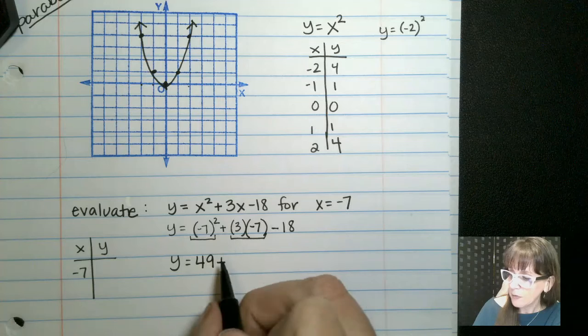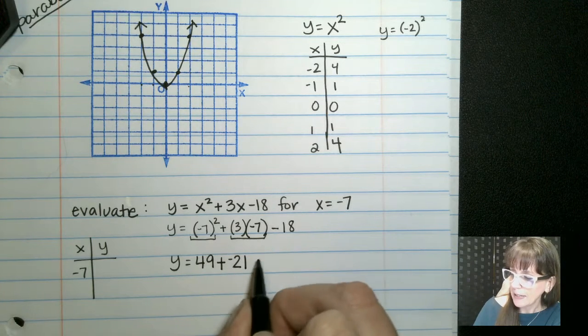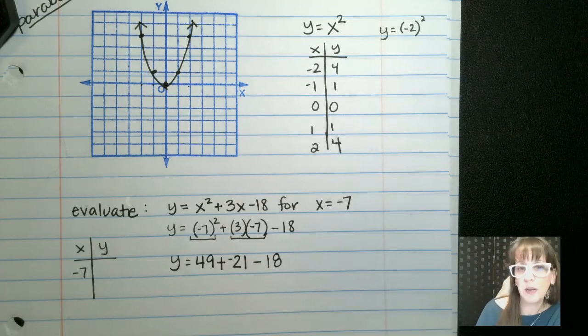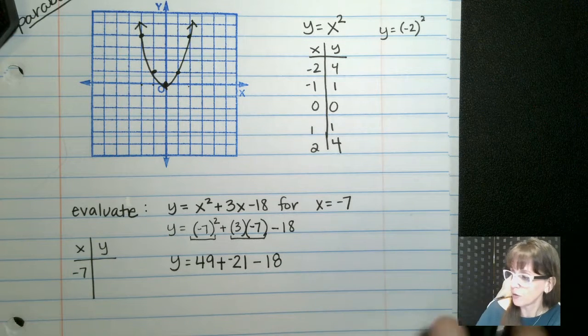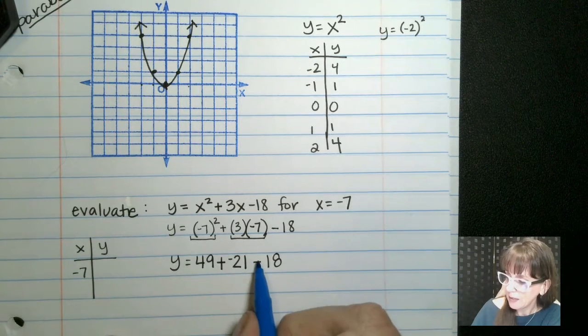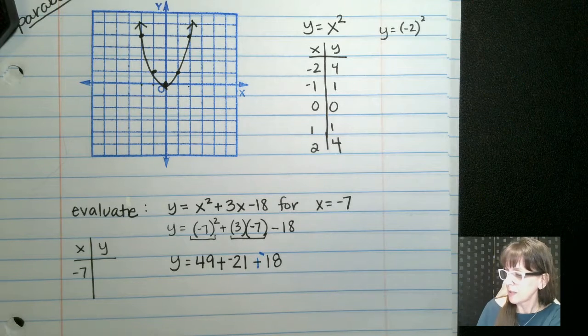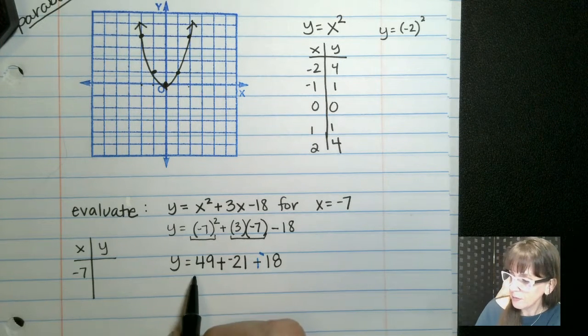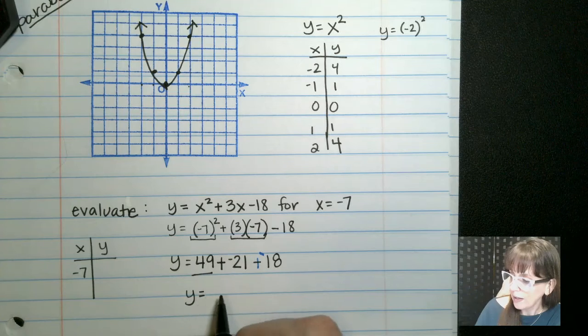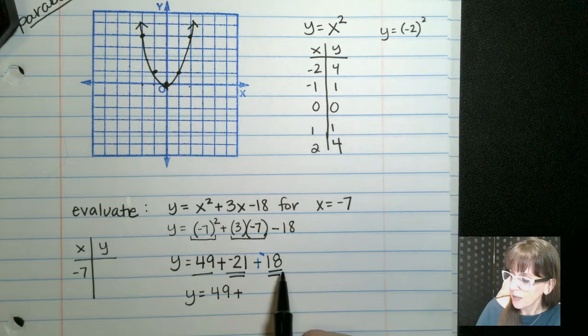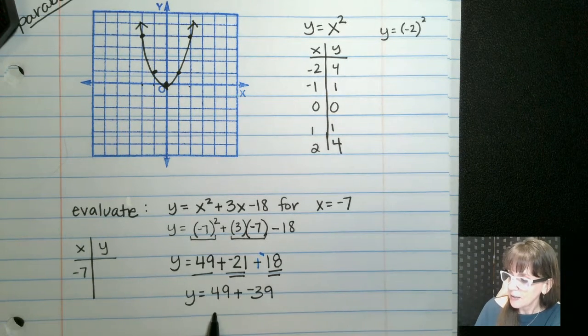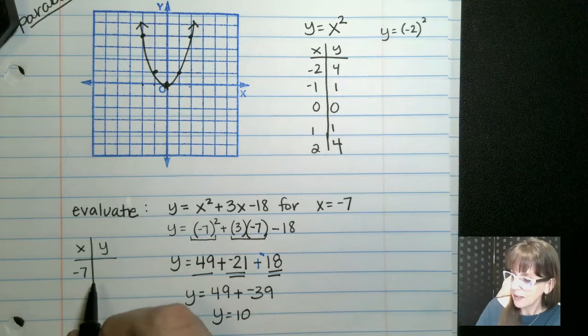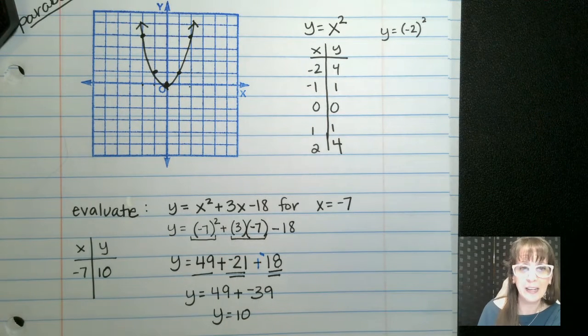Plus -21 minus 18. And I like to change my subtractions to add the opposite, because what I can do now is gather up my positives. So y equals 49 plus, and then gather up my negatives. So 21 and 18 is 39, so -39. So y equals 10. So when I plug in -7, I end up with 10 for my y.